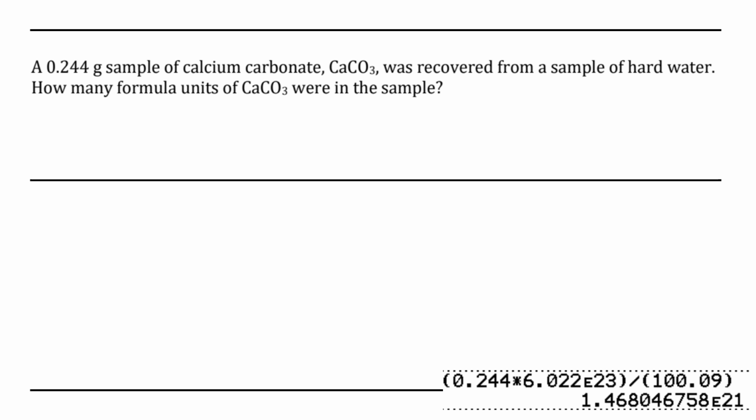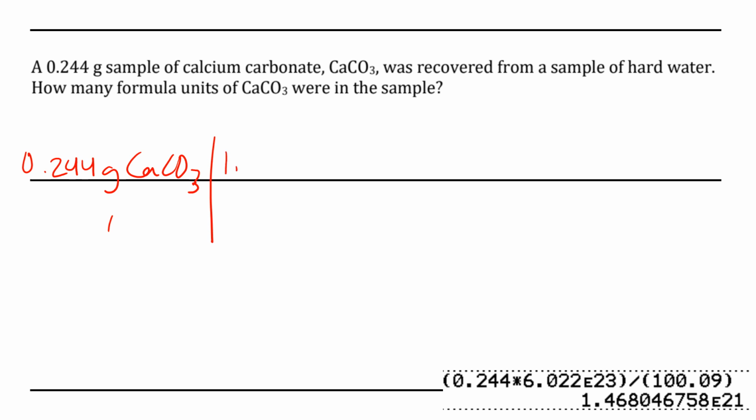A 0.244 gram sample of calcium carbonate was recovered from a sample of hard water. How many formula units of CaCO3 were in the sample? So a formula unit, basically it's saying how many CaCO3s are there together as a formula. So you're going to take 0.244 grams of CaCO3 over 1. You want to get to formula units.